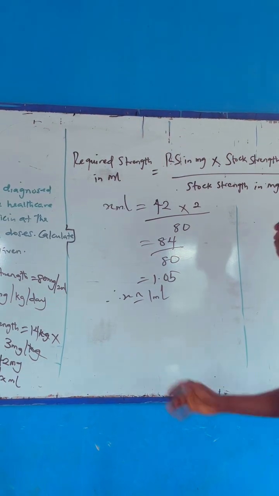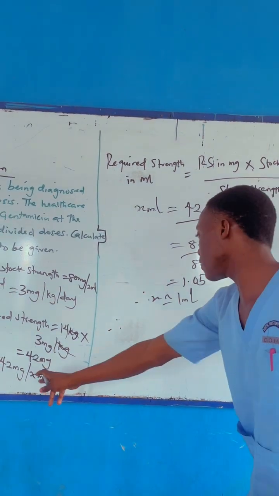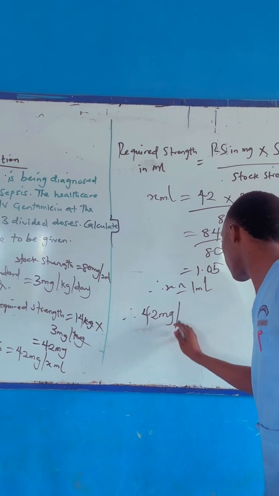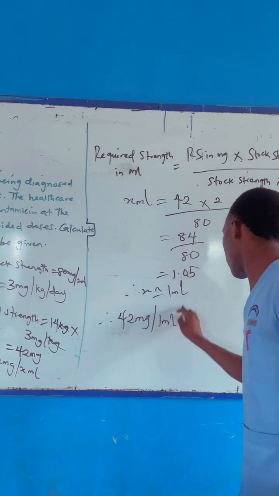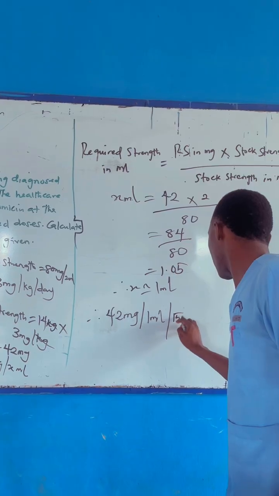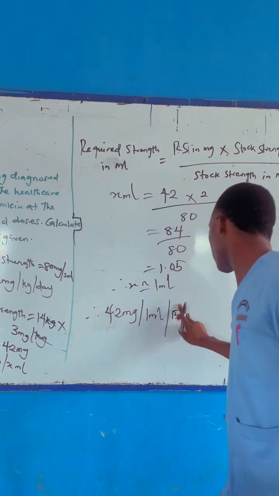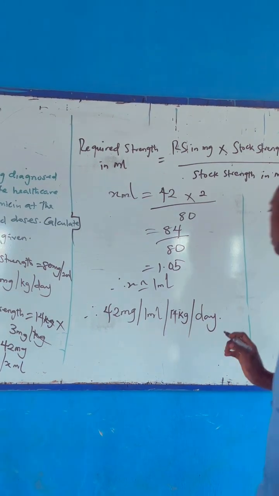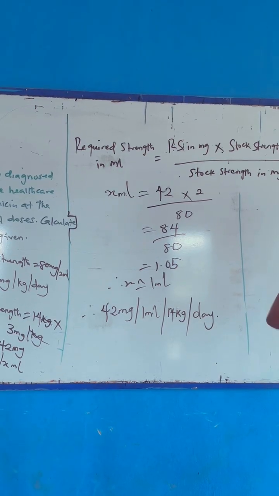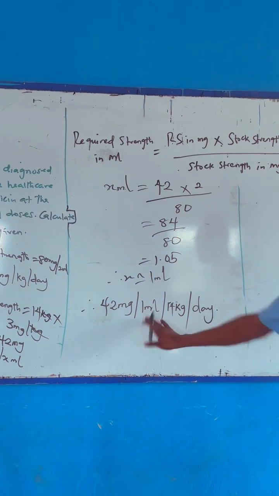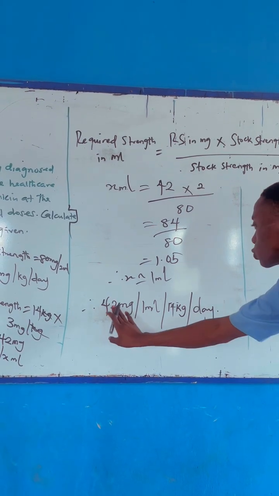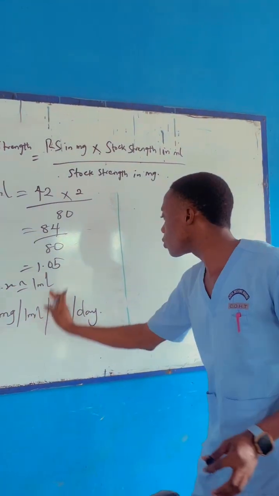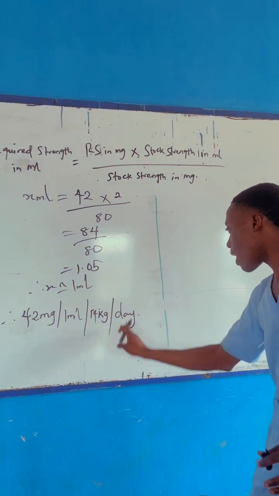Approximately 1 ml. So the child is receiving 42 mg per 1 ml per 14 kg per day. So this is the standard prescription for the child: 42 milligram per 1 ml. That is, the 42 milligram will be measured approximately 1 ml. We approximate it to 1 ml, per 14 kilogram per day.